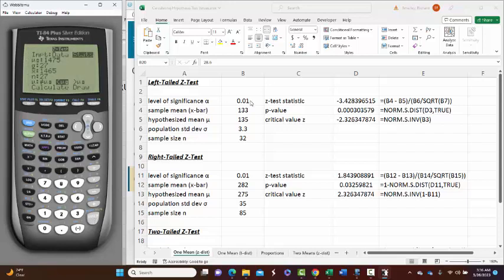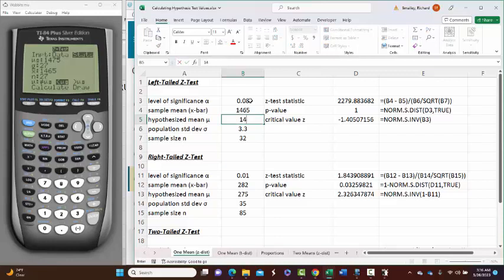So it was 0.08. Sample mean was 1465. Hypothesized mean 1475, standard deviation is 27, and the sample size just happens to be 27. There's our p-value, 0.27. Okay, so there's the test statistic, negative 1.92. So, all right, we're all good there on that one.